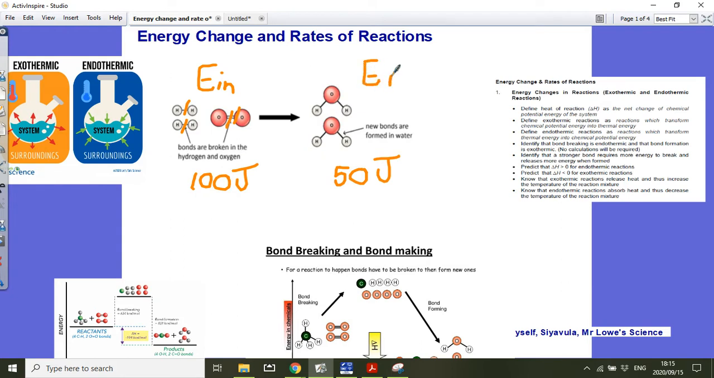So if I think about the environment, it gave 100 joules to break these bonds. So that's what went in, and it only got out 50 joules from the chemicals. So now I've given in 100, I'm only getting out 50. That means the surroundings, the environment, lost 50 joules of energy.